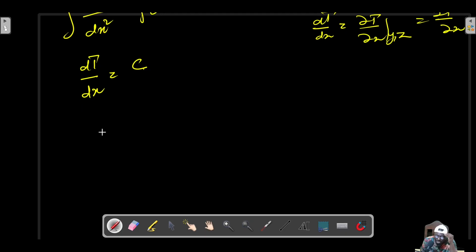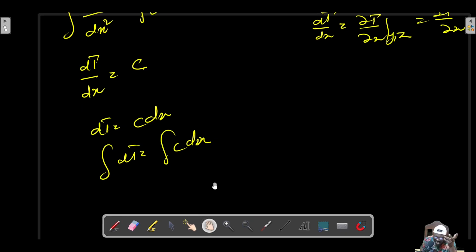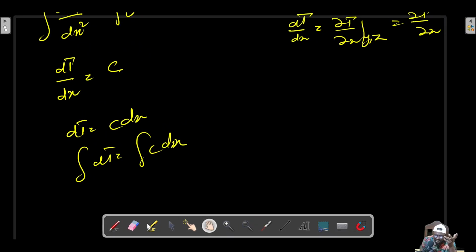Then what can I do? I can solve this differential equation as dT is equal to c dx. Integrate both sides. What do I get? I end up getting T is equal to c x plus c. So let me name the first constant as c1, and the second constant c2. As simple as that.